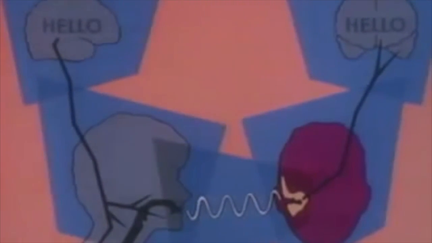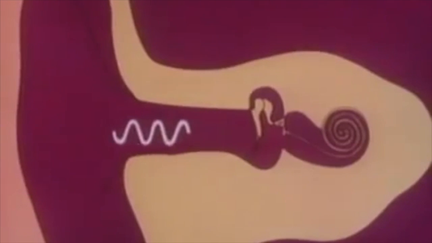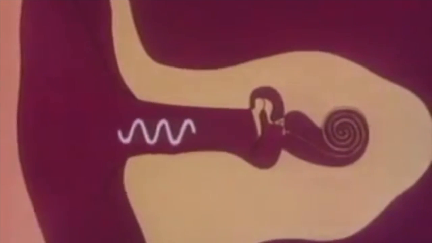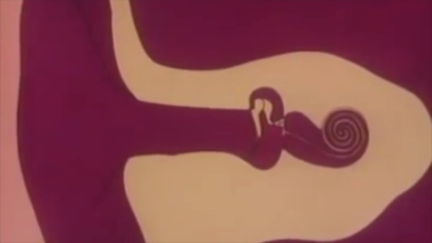Human speech is made to be heard. The external ear is the beginning of a path to an intricate little organ in the inner ear. And it is here that a connection is made with the nervous system of the listener.